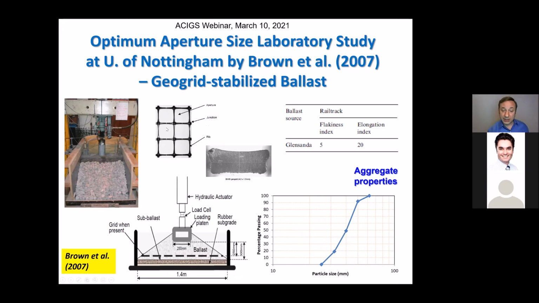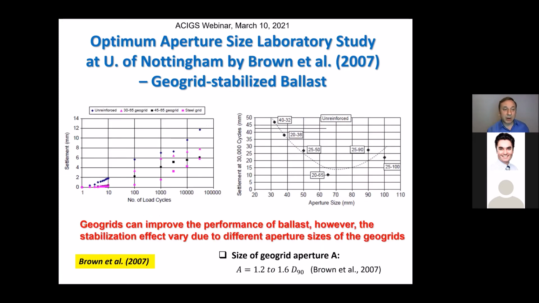different size square grids, to see which one would decrease the deformation the most and would probably work best in terms of matching with the gradation and size of the particles of that ballast. So basically what you see in the second case is the aperture opening of the square geogrids: 32 millimeter, 38 millimeter, 50 millimeter, 90 millimeter, 100 millimeter. What they found was that at about 30,000 cycles of loading, the lowest deformation obtained happened to be with a 65 millimeter aperture, corresponding to a D90 of 50 millimeter, the typical ballast used in the UK.